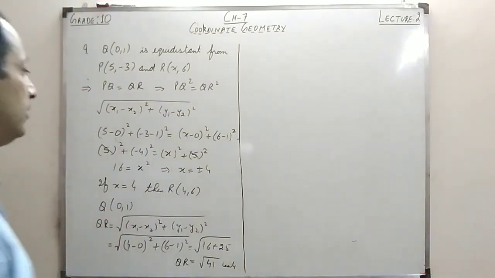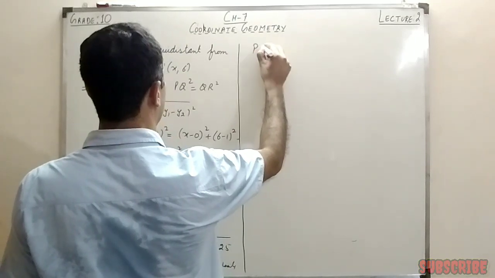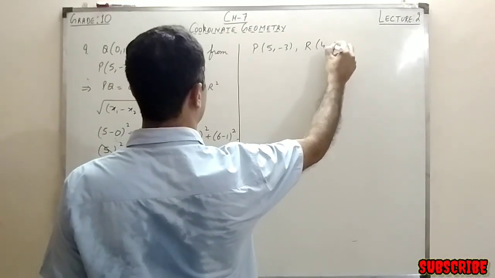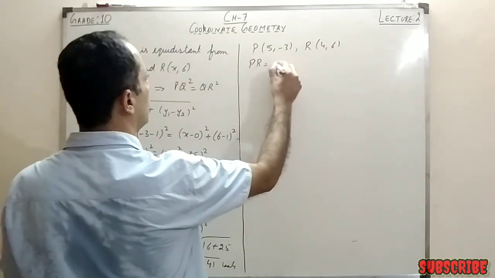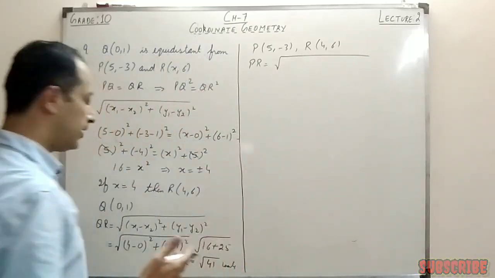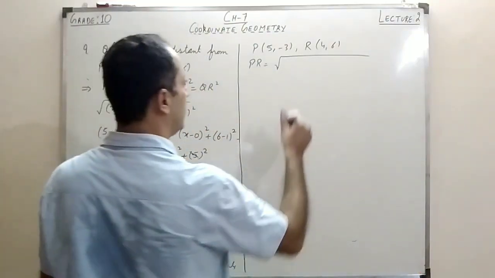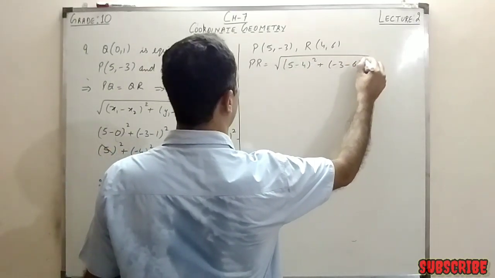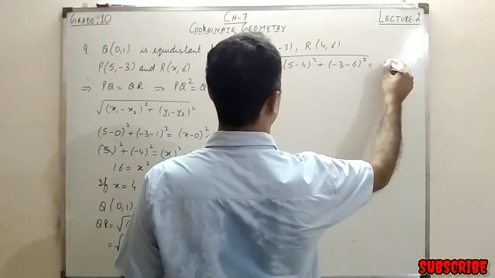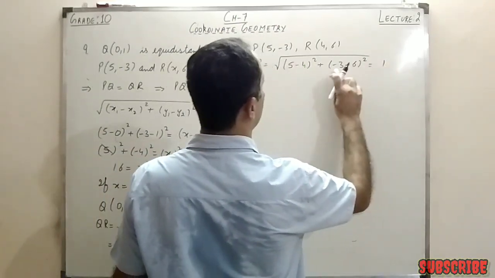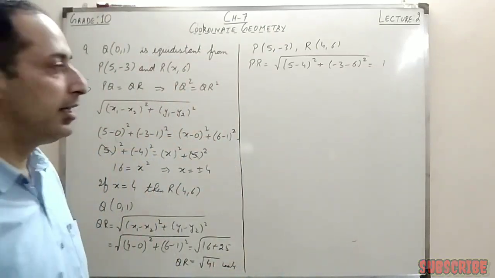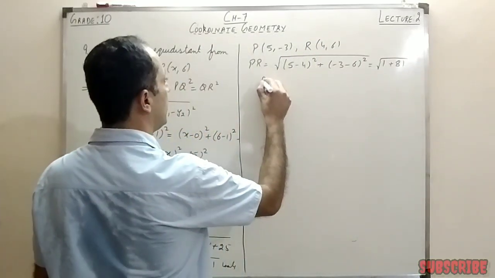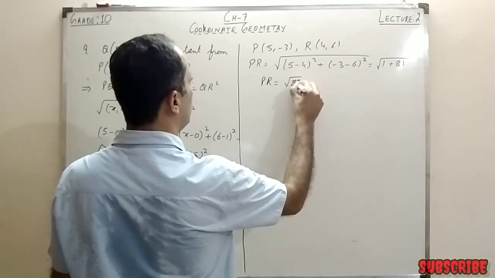Now I have to find PR also. The coordinates of P are (5, minus 3), and R obviously I have (4, 6). So PR will be equal to the square root, again no need to write the relation again, we can just substitute the values and find the answer. So this is (5 minus 4) whole square plus (minus 3 minus 6) whole square. So what I get here is 5 minus 4 is 1, minus 3 minus 6 becomes minus 9, and minus 9 whole square is 81. So PR equals square root of 82 units.